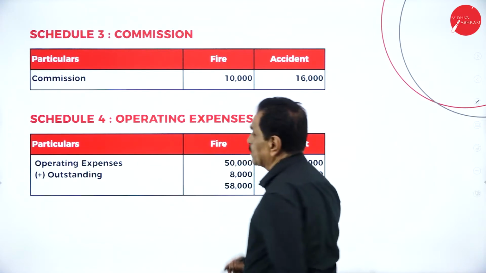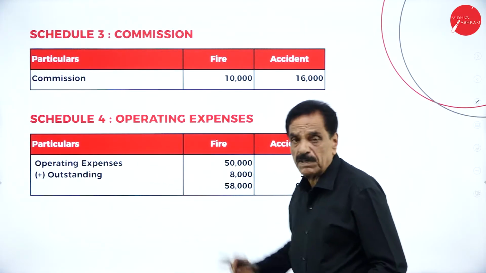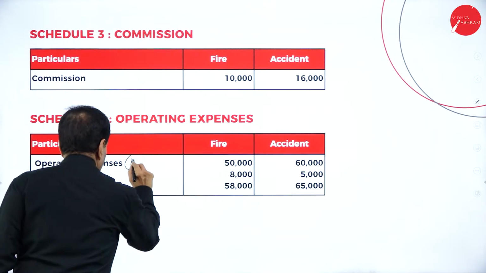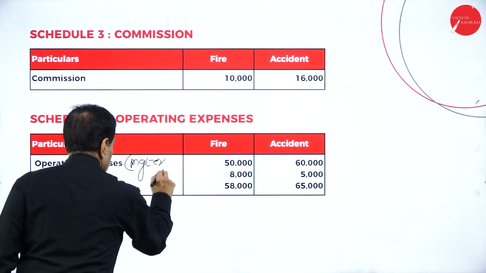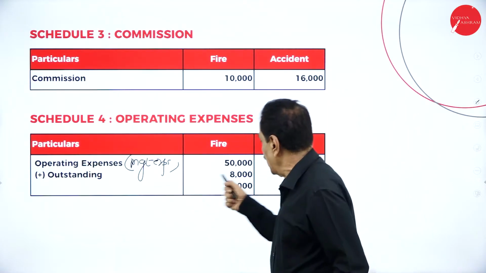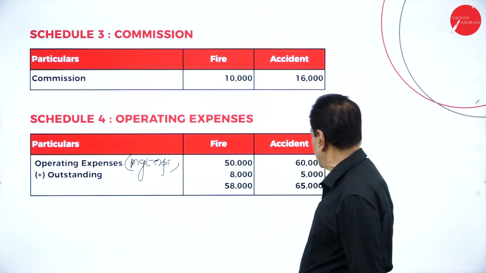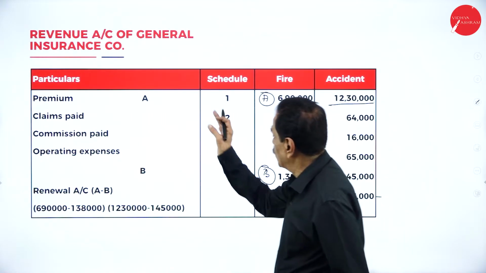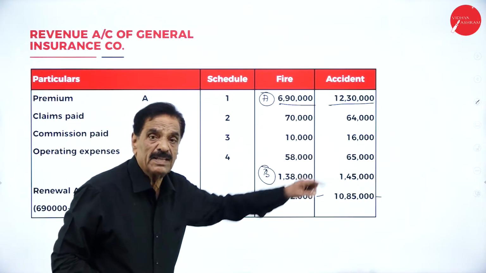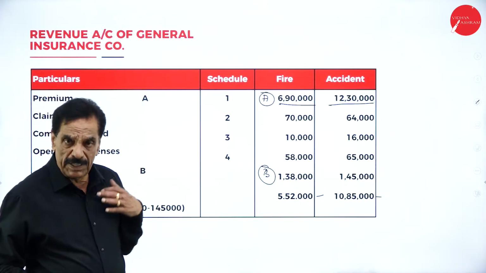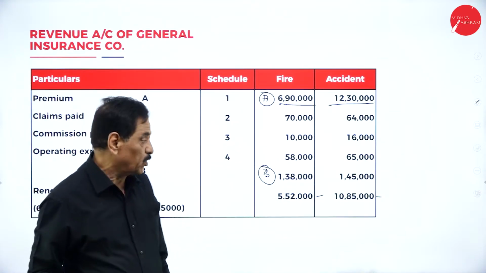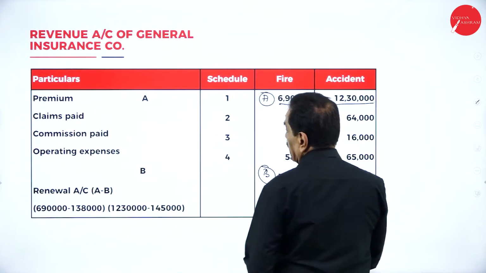Commission 10,000, 16,000. Operating expenses mean management expenses: 50,000, 60,000. Outstanding 8,000, 5,000, making 58,000, 65,000. So put it in the format. Premium 6 lakh 90,000, 12 lakh 30,000. This is the receiving entry. The expenditures are 1 lakh 38,000 and 1 lakh 45,000. So the result is 5 lakh 52,000 and 10 lakh 85,000.